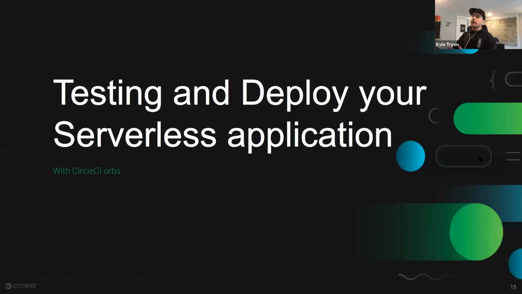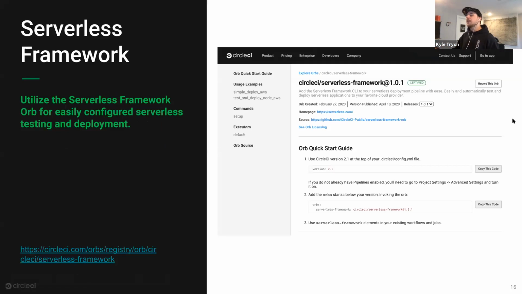So let's actually talk about a real project using a serverless API that will be deployed to AWS, tested on CircleCI. It's much easier than it sounds. So the first thing I want to take a look at, we already took a look at the Node Orb, which is very integral to this process, but we also want to take a look at the Serverless Framework Orb, which is going to be very helpful in getting us started.